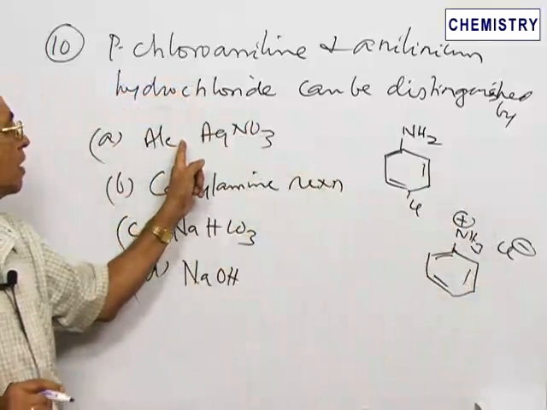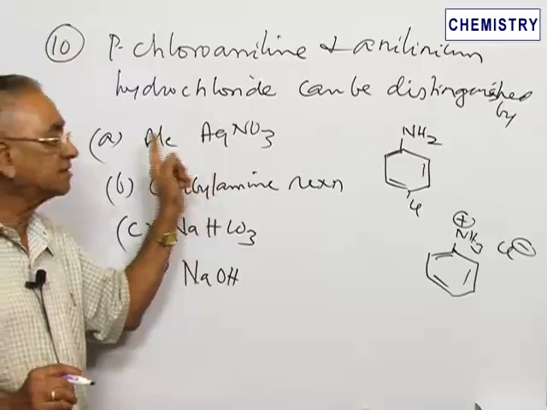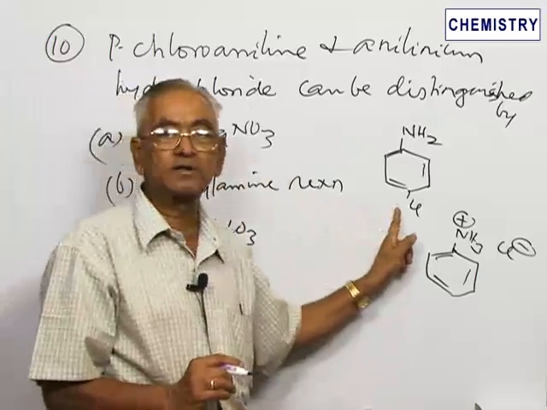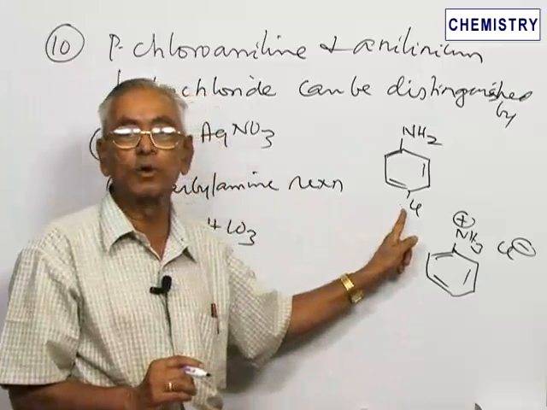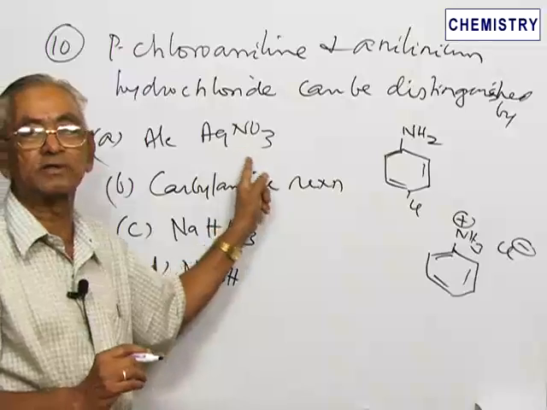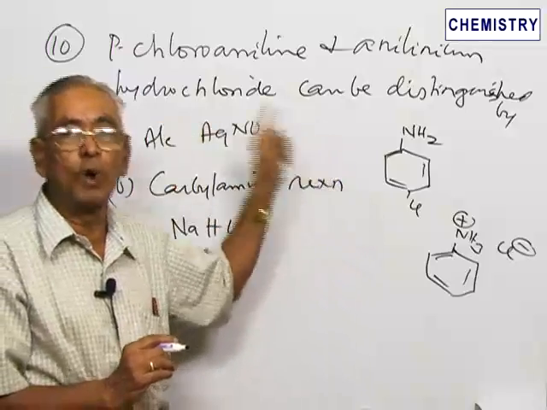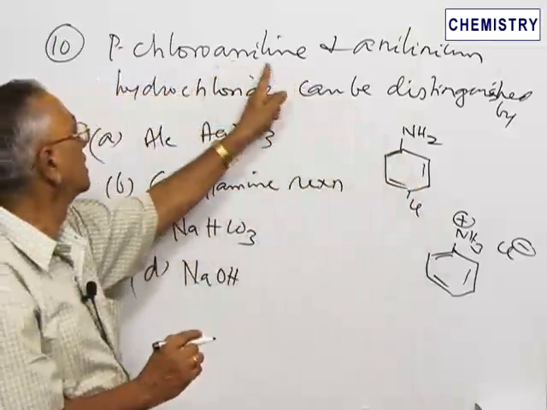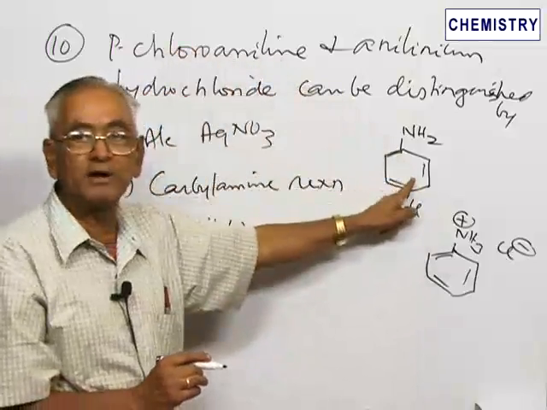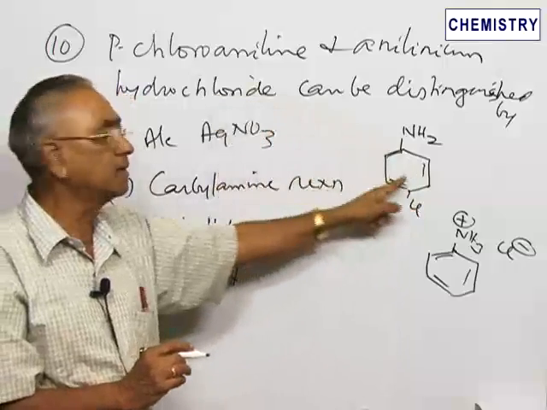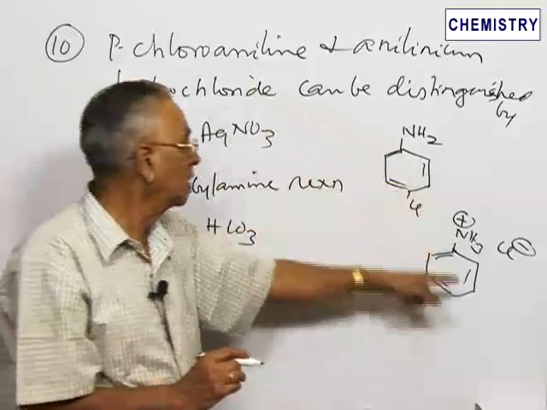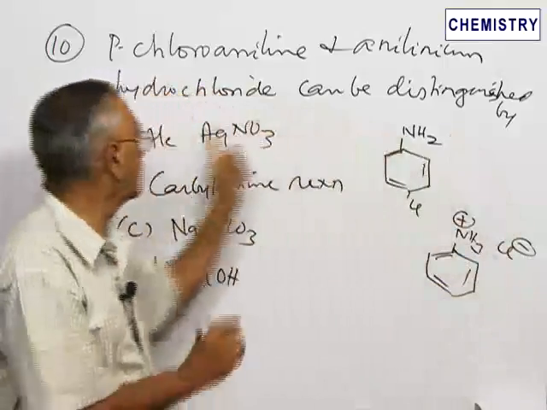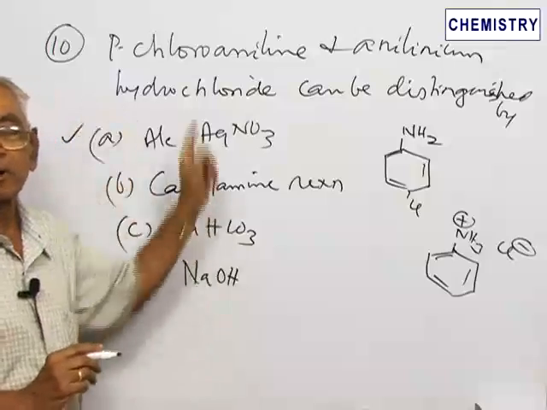One is alcoholic silver nitrate solution. This alcoholic silver nitrate solution seems to be the right choice, because the chlorine which is present in the nucleus will not be answered by the alcoholic silver nitrate. When you add alcoholic silver nitrate, no white precipitate will be produced by this compound. Parachloroaniline will fail to produce a white precipitate with alcoholic silver nitrate solution, whereas this is only a chloride ion, so immediately it will produce a white precipitate. So this is one of the methods of distinguishing parachloroaniline from this.